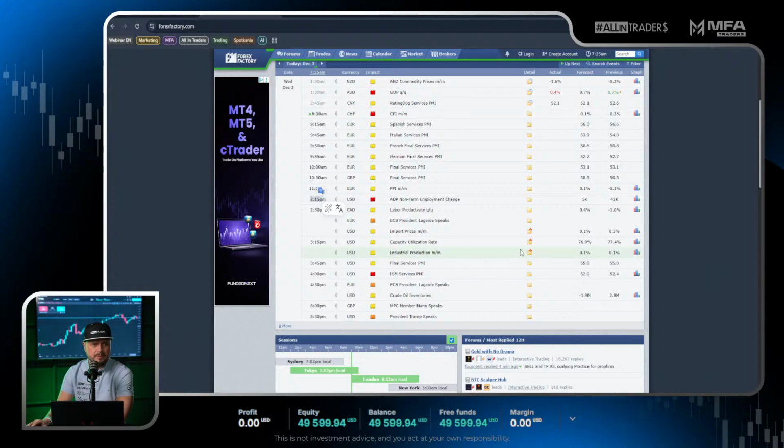2:15 later on, we got non-farm employment change, ADP. This is not that important as an NFP, but it's marked as red, so as high impact news. So we need to be careful if we're gonna make any plan on the currency pairs related to US dollar. We need to have a look at that. And later on, 4 p.m., we got ISM services PMI.